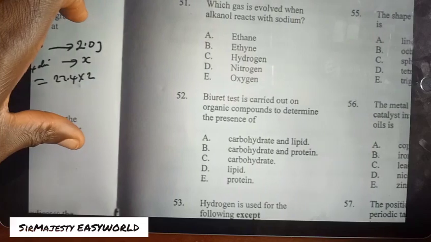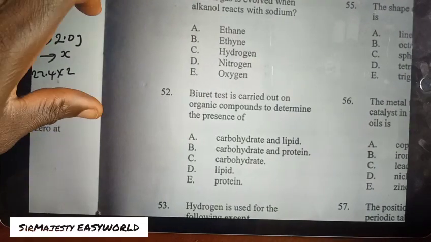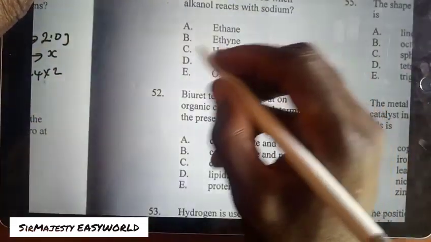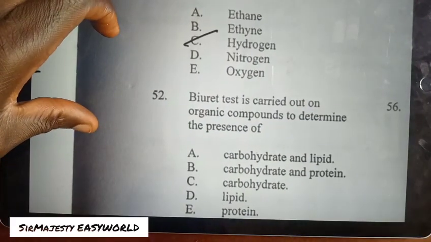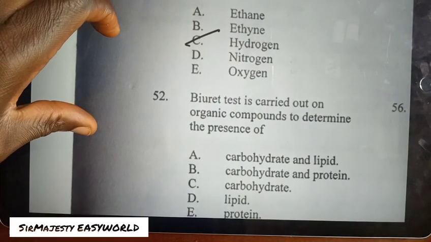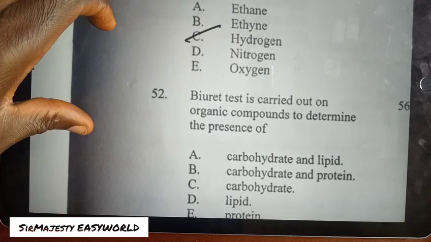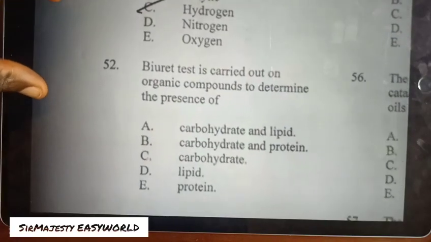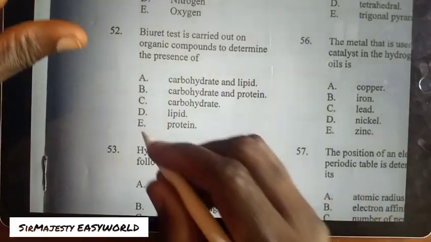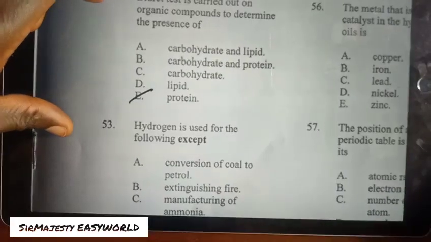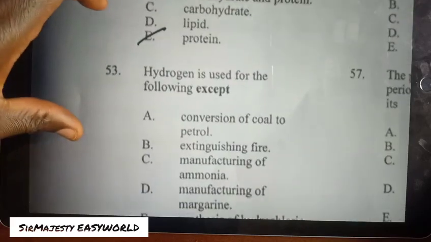51. Which gas is evolved when alkanols react with sodium? Hydrogen gas. Simple. Together with the formation of sodium ethoxide. The way sodium reacts with water is similar to the way it reacts with ethanol. Biuret test is carried out on organic compounds to determine the presence of protein. Watch my video here, especially in biology for food tests.